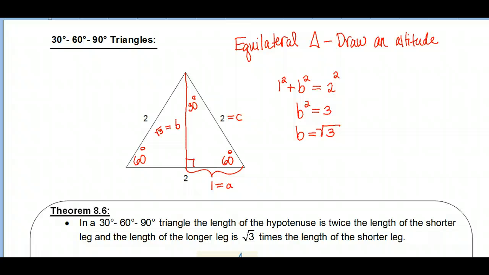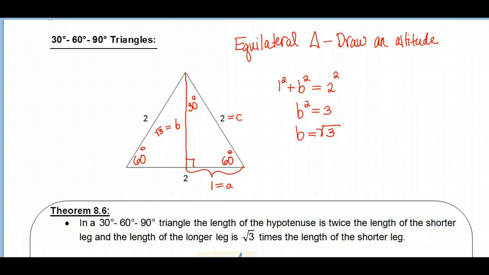It's opposite the 30-degree angle, because 30 degrees is the smaller angle, and we learned in our previous chapter that opposite the shorter angle will be the smaller side. So this is the shorter leg, and then the longer leg. The shorter leg is 1, the longer leg is root 3, and the hypotenuse is 2.